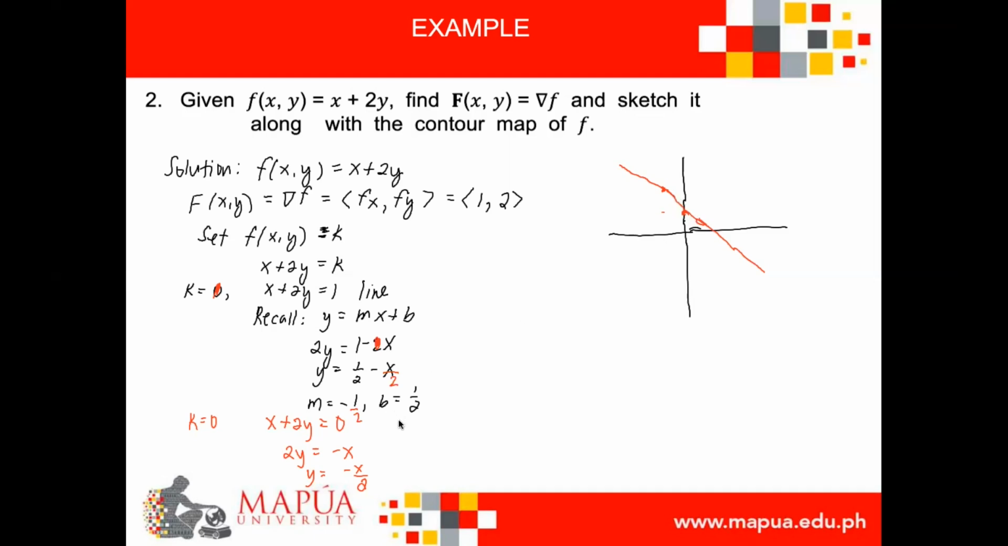Then we now have here x plus 2y equals 0 at k equals 0. So with that, the slope is also -1/2. Then the y-intercept this time is 0. So the y-intercept is at 0. Then for the slope, we count 2 units to the left and 1 unit upward. Then let us connect these 2 points. So connecting these 2 points, we now have a line parallel to the first line.